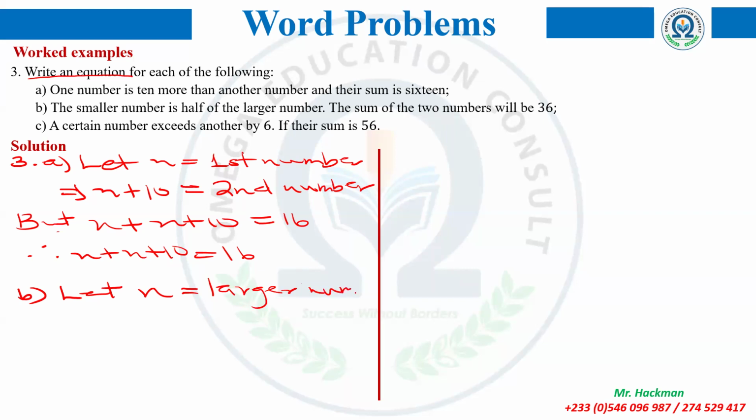Yes, please. Okay, so this implies that my second number, which is the smaller number, remember we said it will be half of the larger number. So half of the larger number, which is half of x, will be equal to my smaller number. Is that clear?